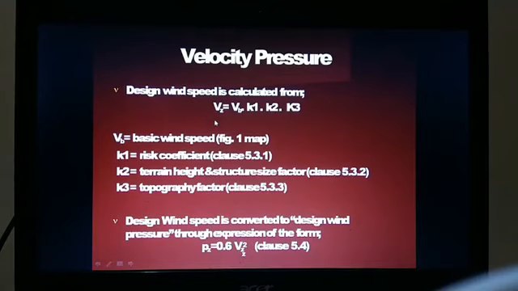Then how to calculate the wind pressure? Wind pressure can be calculated with this formula: Pz is equal to 0.6 Vz square.